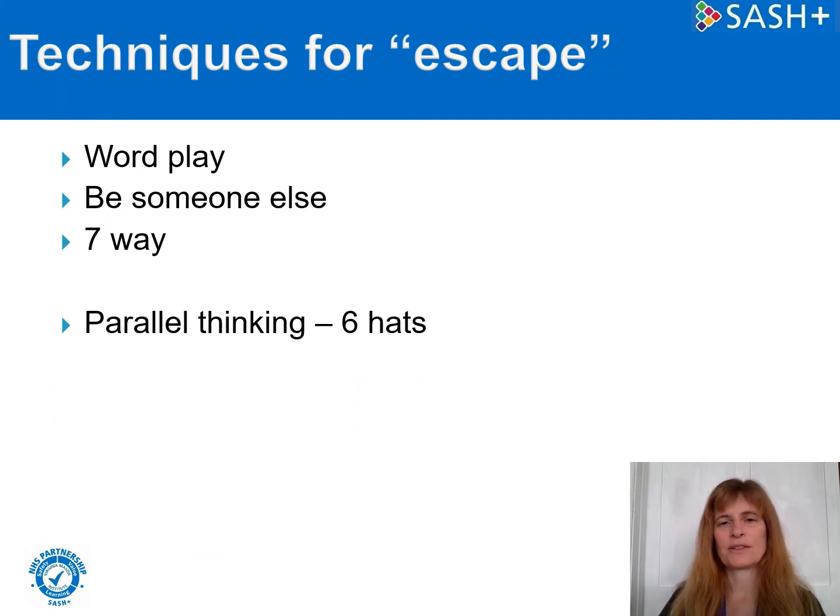So I'm going to go on now to run through some techniques that you can use to escape those mental valleys and to channel some of those ideas into innovations. The ones we're going to look at here are wordplay, be someone else, 7 ways. And then we're going to go through parallel thinking, which is a useful way of assessing those ideas and getting a team together to think in a useful way about how to harvest and work through those ideas together.